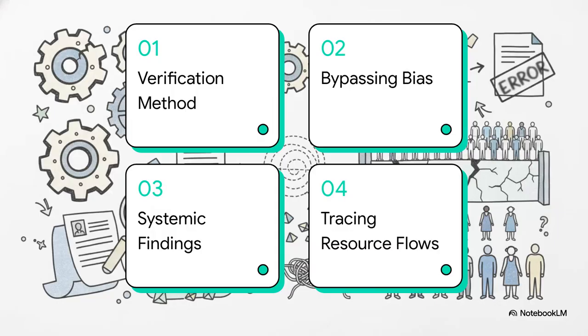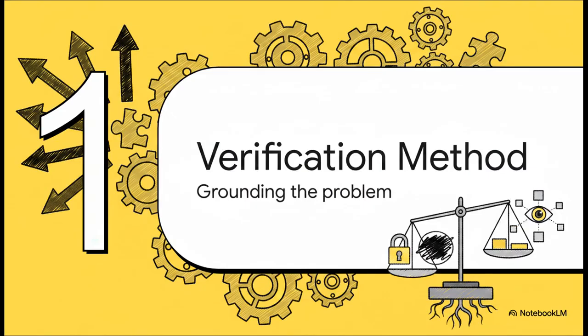Here's our quick roadmap for today. We'll start with the verification method, then move right into 3 steps to bypassing bias. After that, we'll look at 4 load-bearing systemic findings, and finally wrap up with tracing systemic resource flows. All right, Section 1, the verification method.